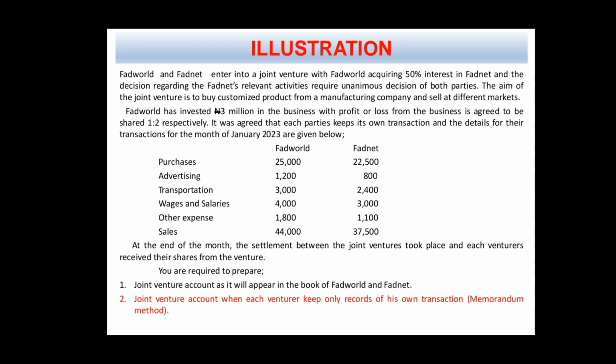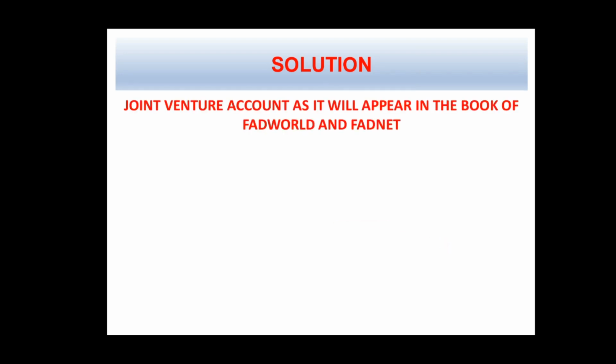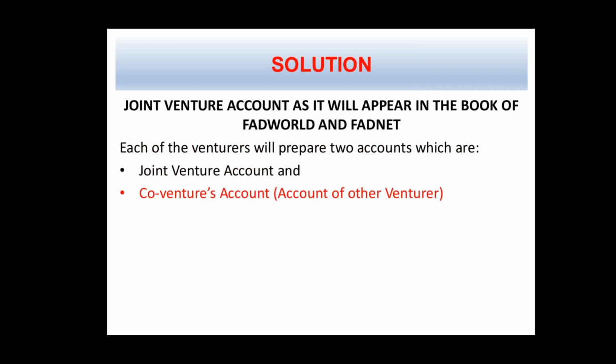So in this particular video, I will be taking a situation whereby each venturer prepared his own record of account. So solution, just like I said, joint venture account as it will appear in the books of Fadward and Fadnet. Like I explained in the previous video, each of the venturers will prepare two accounts, which are joint ventures account and the co-venturers account, that is the account of the other party.